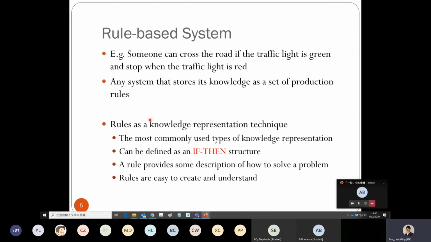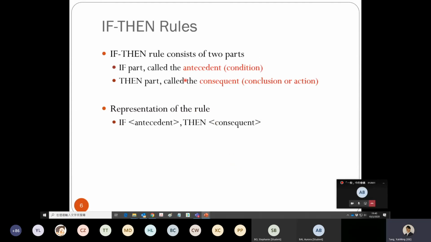The rules are a knowledge representation technique. We can use the if-then structure to define the rules, and then apply the rules to solve a problem. The rules must be easy to create and easy to understand. For the if-then rule structure, there are two major parts. The first part is the if part, called the condition part. The second part is the then part, the consequence part. The if part checks whether a certain condition is satisfied. If it is satisfied, then what is the consequence? This is the representation of if-then rules.